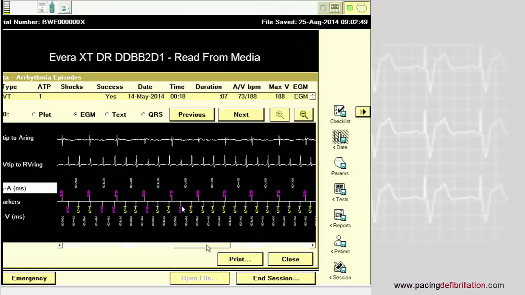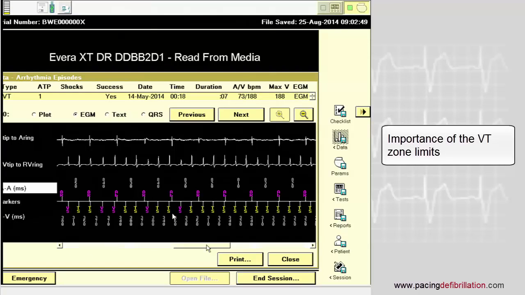So this highlights the importance of the programming of the limits of the VT zone. You need to program a certain margin compared to the rate of the clinical VT, because if only one single cycle is outside the VT zone, it will reset the counter to 0. There's going to be a delay before the diagnosis of the VT and a delay before the delivery of the therapies.